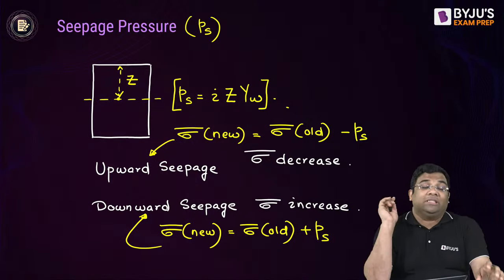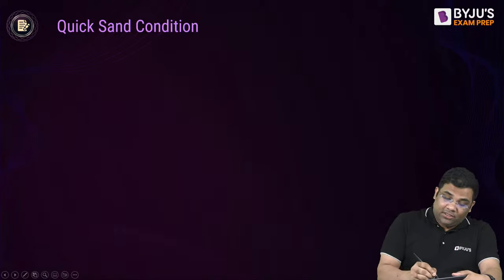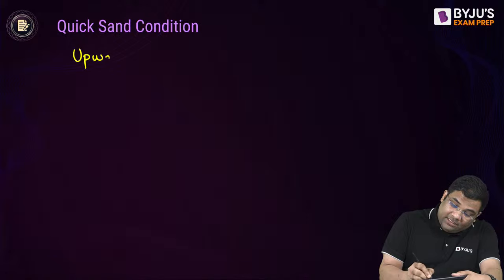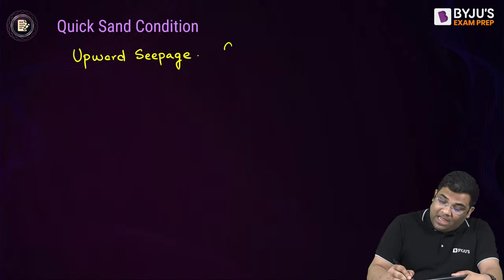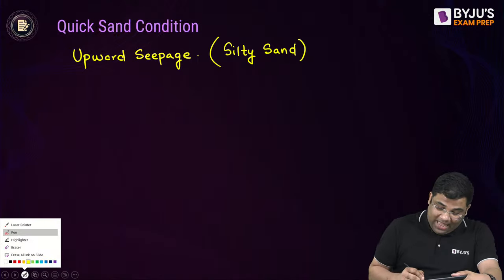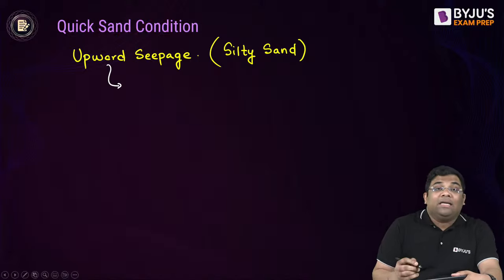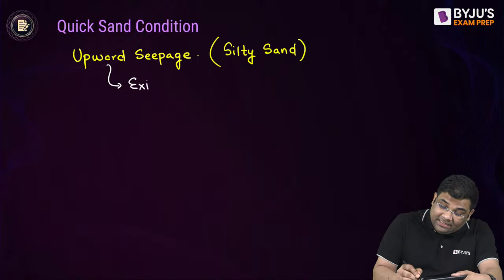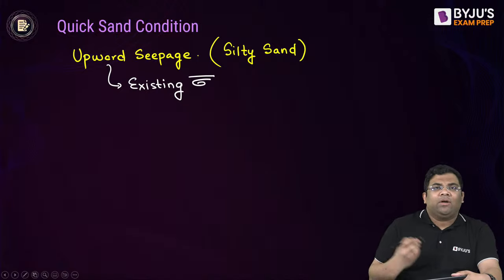Seepage pressure. They ask questions from this. Now the next thing is what? Quicksand condition. What is quicksand condition? The quicksand condition is in case of upward seepage. In case of upward seepage, for silty sand type of soil, what happens is that the upward seepage pressure becomes equal to the existing effective stress.